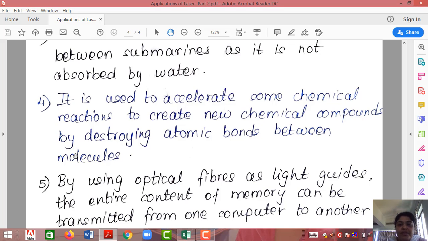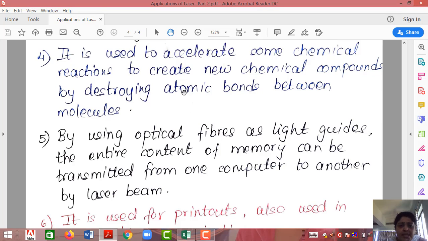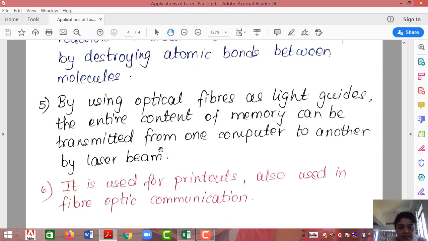This is done when scientists are developing new chemical compounds. They need to do certain researches, certain experiments between metals, between atoms of different materials. So to break those bonds and to speed up a chemical reaction, also laser is used. You can say this is the application because of the high intensity of laser.